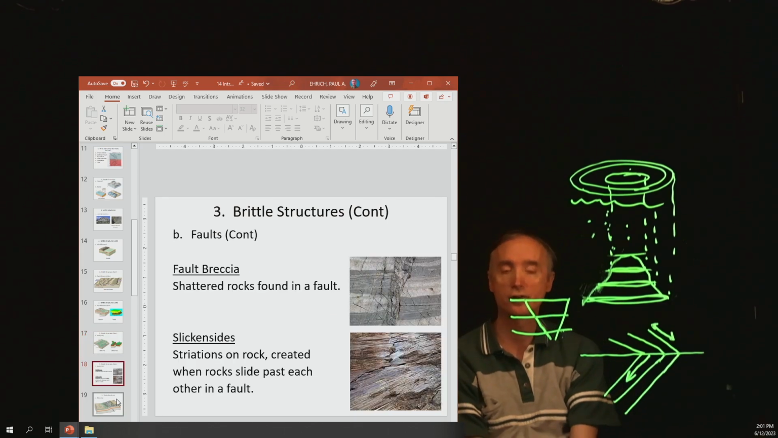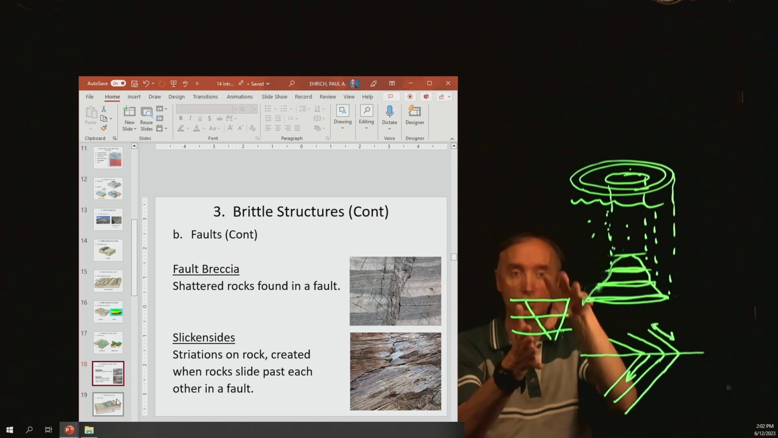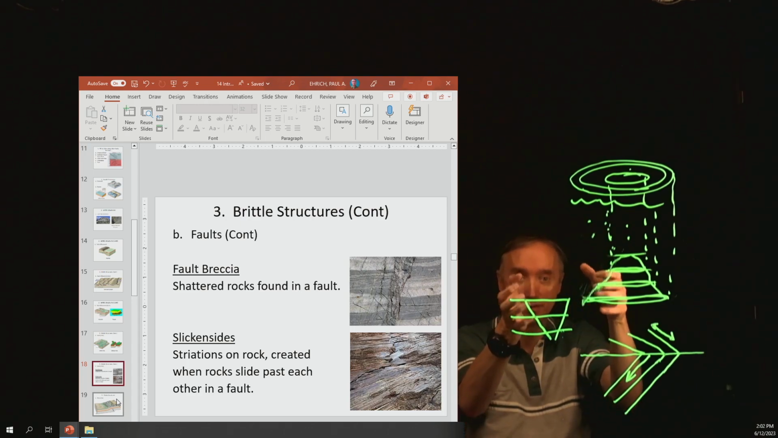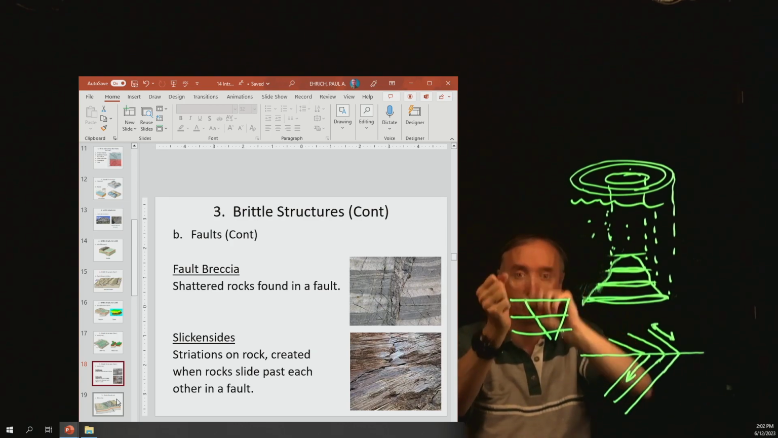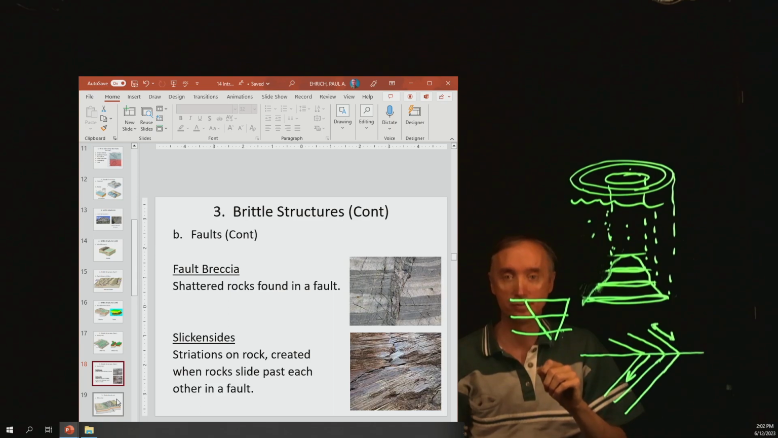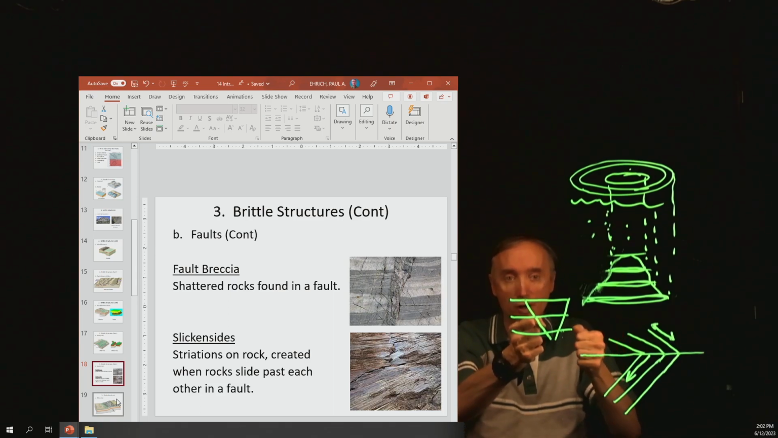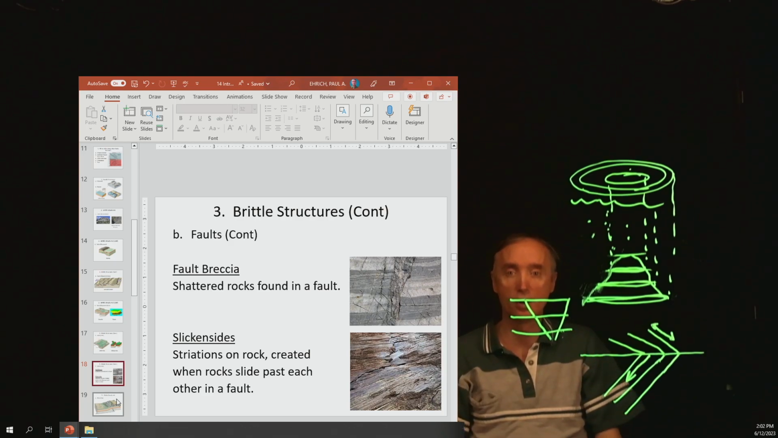Okay, what are some other structures that are associated with this? One is going to be fault breccia. That means that the rocks in between the two rocks that are sliding past each other can get pulverized. That's going to be fault breccia, very angular pieces of rock. Okay, slickensides are going to be scratches. When one rock rubs up against another rock, it can scratch it. Those are striations on the rock created when rocks slide past each other.